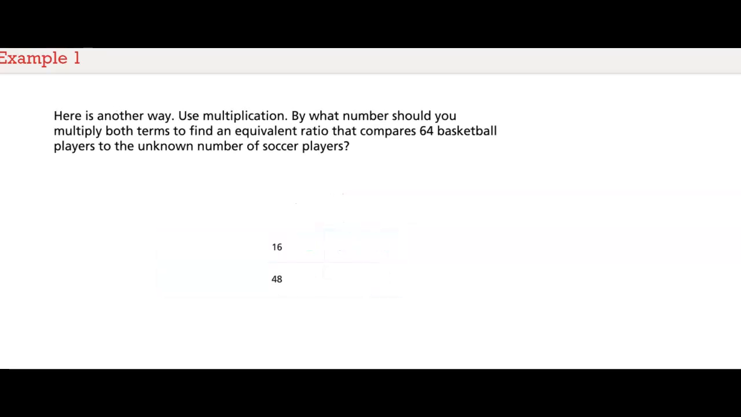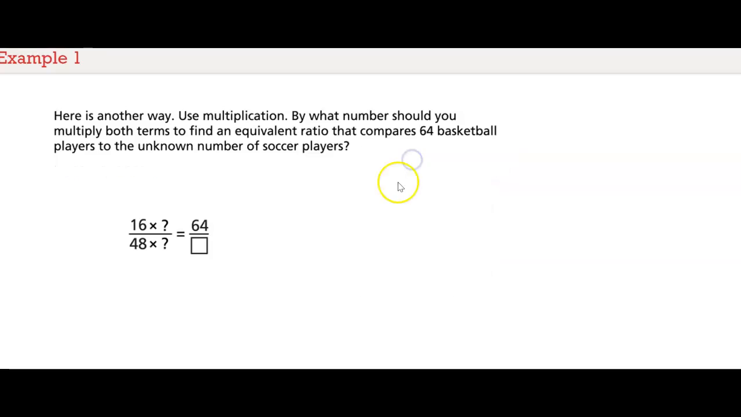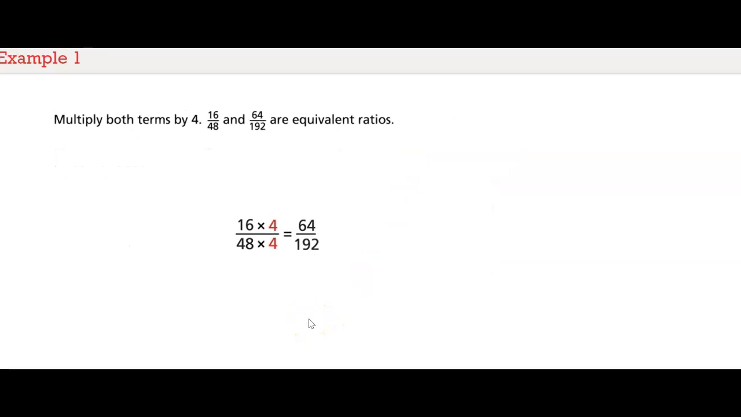Here is another way. Use multiplication. By what number should you multiply both terms to find an equivalent ratio that compares 64 basketball players to the unknown number of soccer players? Select your answer. Multiply both terms by 4. 16 over 48 and 64 over 192 are equivalent ratios.